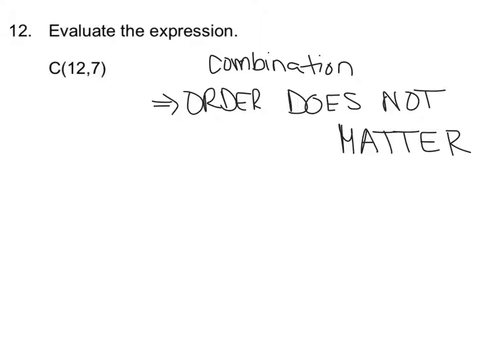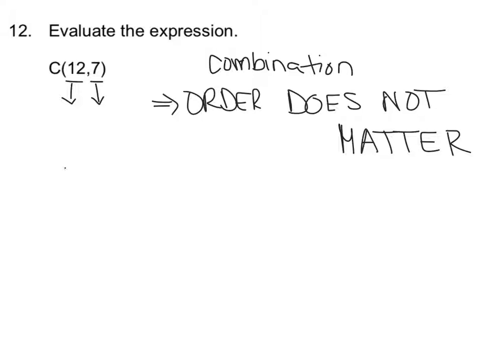Evaluate the expression C12 choose 7. C represents combinations. A combination is when you're selecting a number of objects from a group of objects when the order in which you select does not matter. Here we want to calculate selecting 7 items from a group of 12 items. So we have 12 things and we're only selecting 7.